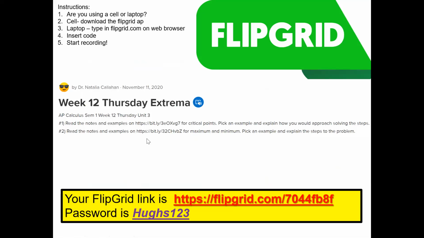And it asks you the following questions, okay, for week 12 Thursday. It says, number 1, read the notes and examples on this link for critical points. Pick an example, explain how you approach solving the steps. You can go ahead and record yourself and I'll be able to access it. Number 2, read the notes and example on this for max and min. Pick an example and explain the steps of the problem.